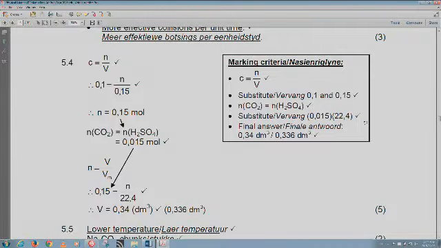Then for the fourth mark, the learner must substitute the number of moles of carbon dioxide and the molar volume of gases there.